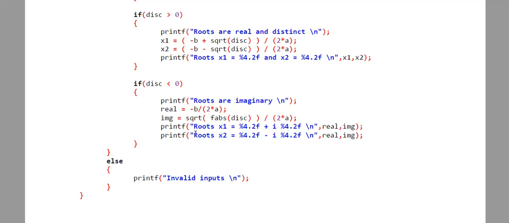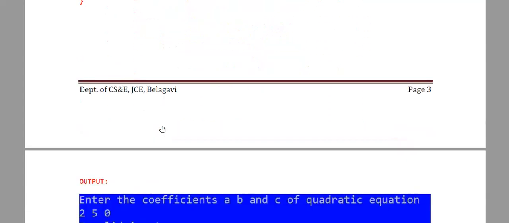In C programming, we do not have data types which will directly handle complex numbers. So what we have done is we calculated the real part separately and the imaginary part separately. But when we are displaying, we will display it as an imaginary number. So first root x1 is equal to real part plus I into imaginary part. Second root is real part minus I into imaginary part. So x1 is equal to real plus I imaginary, and x2 is equal to real minus I into imaginary. Okay, I will show you the output so that it is easy to understand.